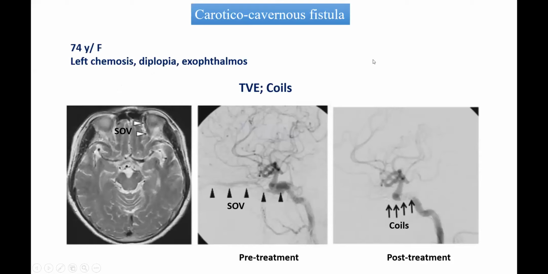This is another example of a common fistula, that is a carotid cavernous fistula, an indirect one. The patient presented with typical symptoms, chemosis and exophthalmos. And here we can see the superior ophthalmic vein is dilated. And on angiography, we can see this superior ophthalmic vein is dilated here. This is the cavernous sinus here. So after occluding the cavernous sinus with the superior ophthalmic vein with coils by the transvenous route, the post-treatment angiography shows obliteration of the fistula and there is no venous drainage. We cannot see the superior ophthalmic vein here.